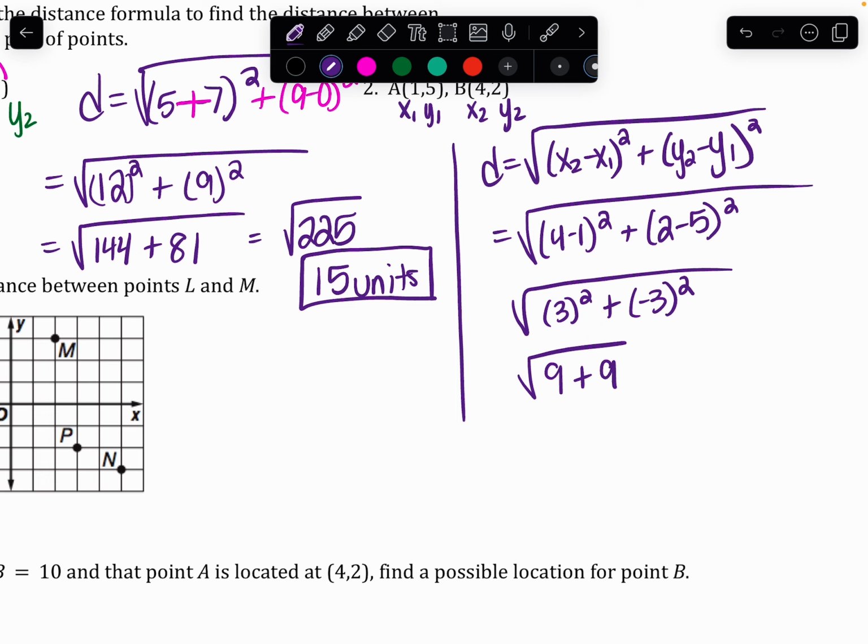But if you type it in as negative 3 squared, your calculator will do 3 squared and then apply the negative, so it will give you the wrong answer. So be careful to make sure to put it in with the parentheses, or use your brain. Then 9 plus 9 is 18.